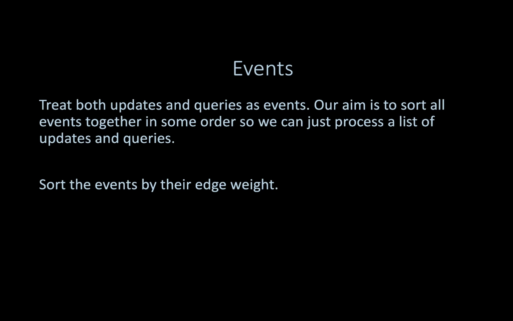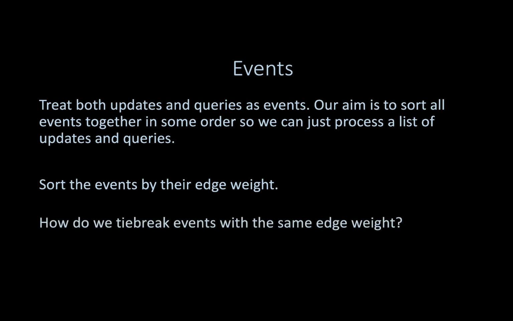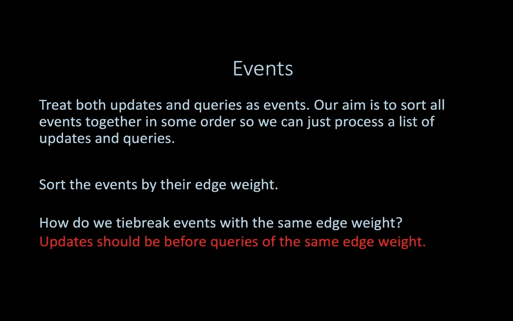And there's only one thing that we need to think about, which is how do we tie break events with the same edge weight? I.e., if we have an update adding an edge with weight 4, and we have a query where y equals 4, which one should we prioritize? Which one should come first in this ordering? I recommend that you think about this a little bit. If you think about it, for a query where y equals 4, you want to have added the edge with weight 4. And that means that we should put updates before queries of the same edge weight. So that's our tie break in our sorting function.